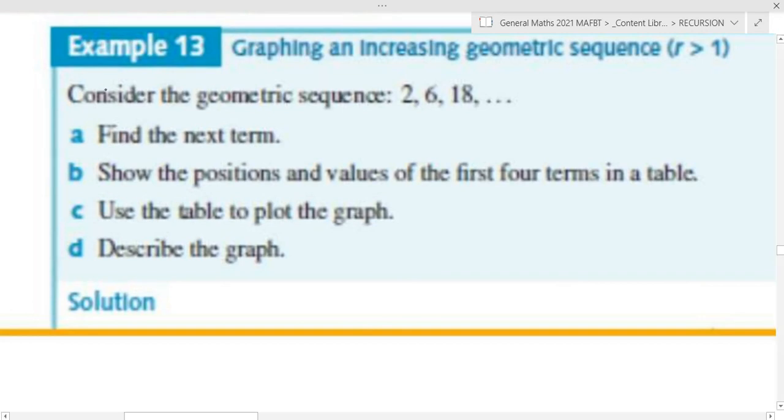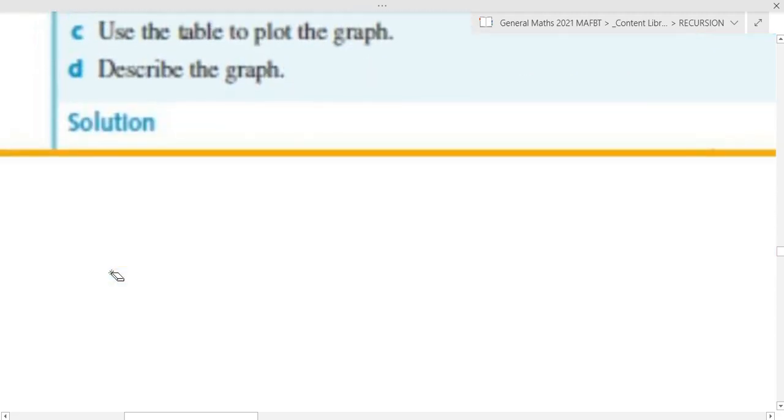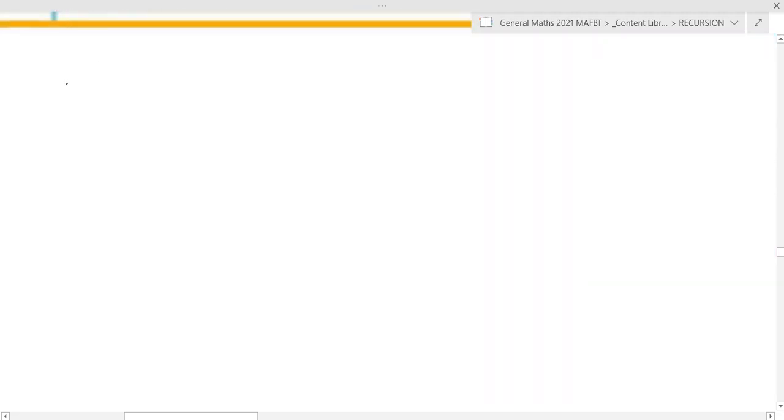According to this, we need to find the next term, show the first four values in a table, so your table of values, plot the graph and then describe it. So let's do that. I'm going to write my terms here: 2, 6, 18. I know that that's T1, this is T2, that's T3.